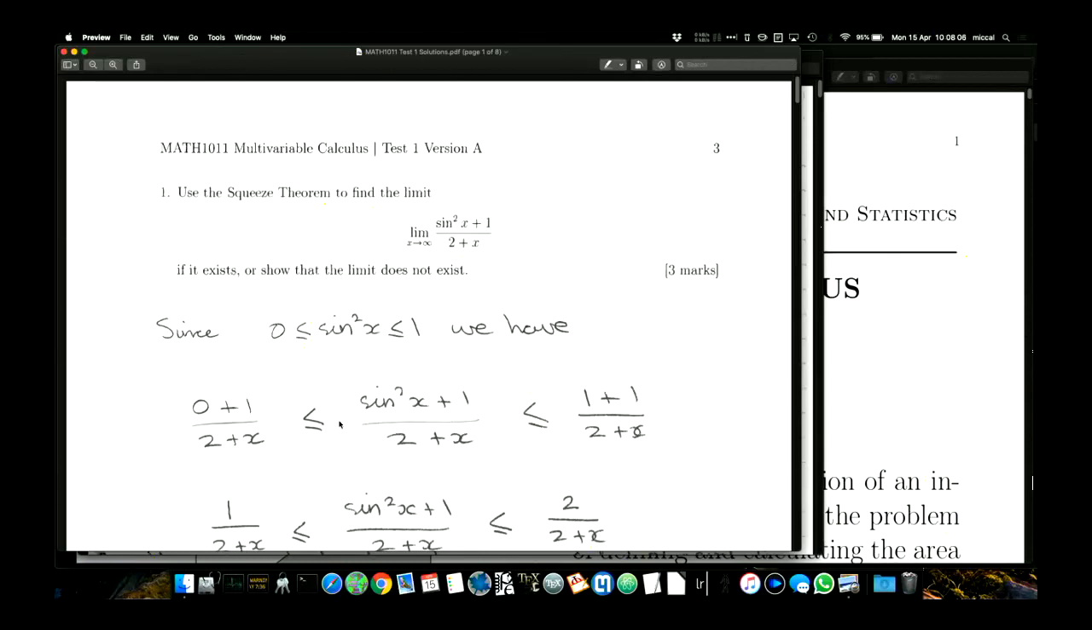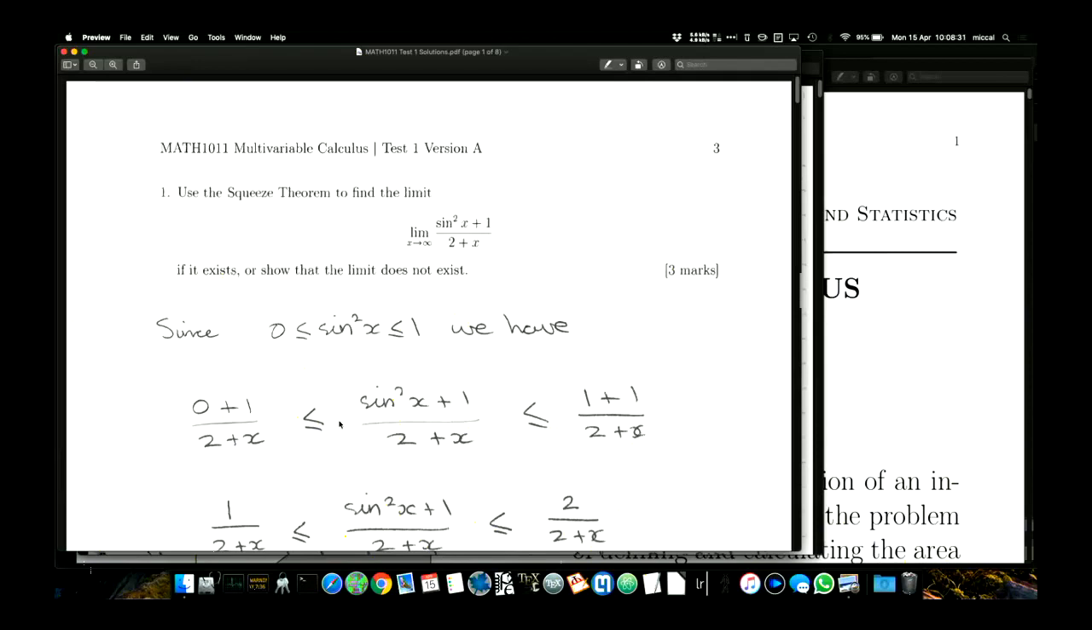But other than that, everyone did pretty well, so the average was good. I've uploaded solutions as well. You'll notice I was a little bit lazy. If you've already had a look, I was a bit lazy with version A and version B. For example, in version A this question was sine squared plus 1 on 2 plus x. I think version B was 1 plus sine squared on x plus 2. All right? So the solutions are for both.